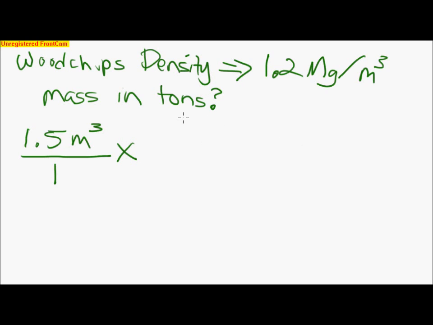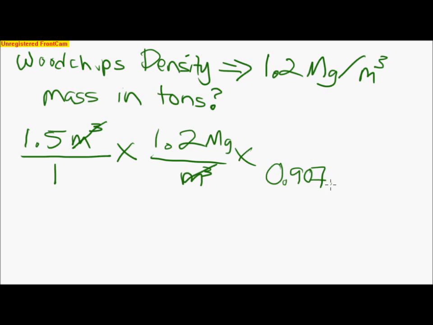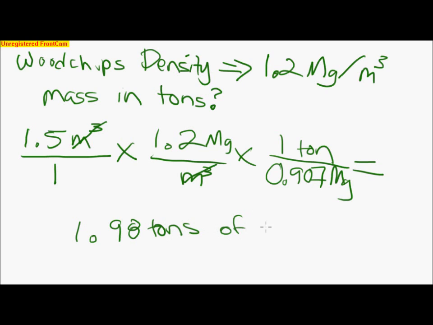I now know that I have 1.2 megagrams per every cubic meter. So cubic meters cancel. And now I have the amount of megagrams that I have. And I know, based on my conversion table, that 0.907 megagrams is equal to 1 ton. Therefore, when I multiply that all out, I know that I added 1.98 tons of wood chips.